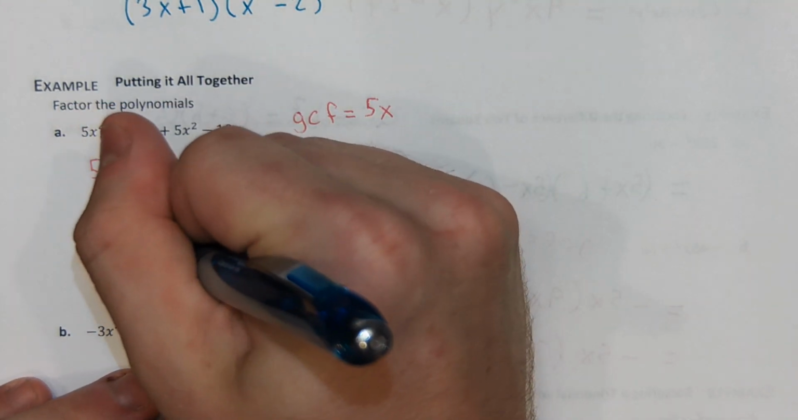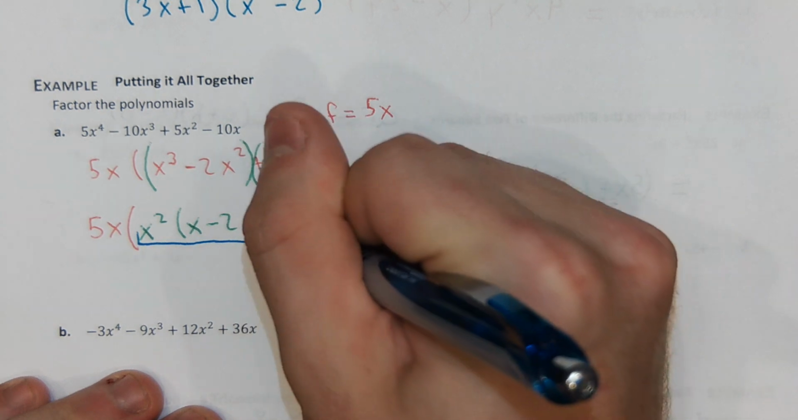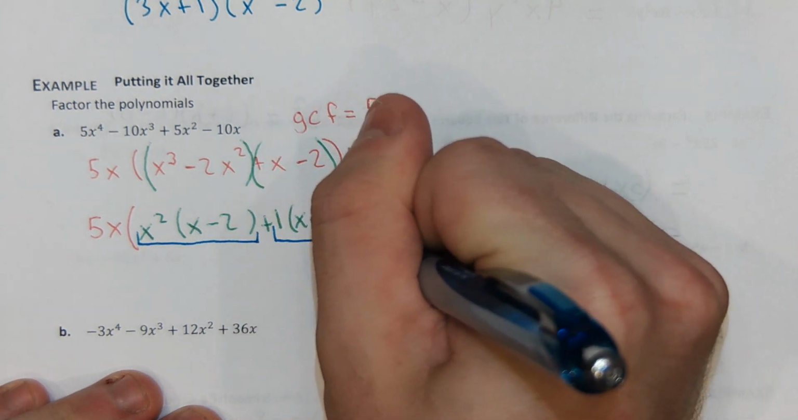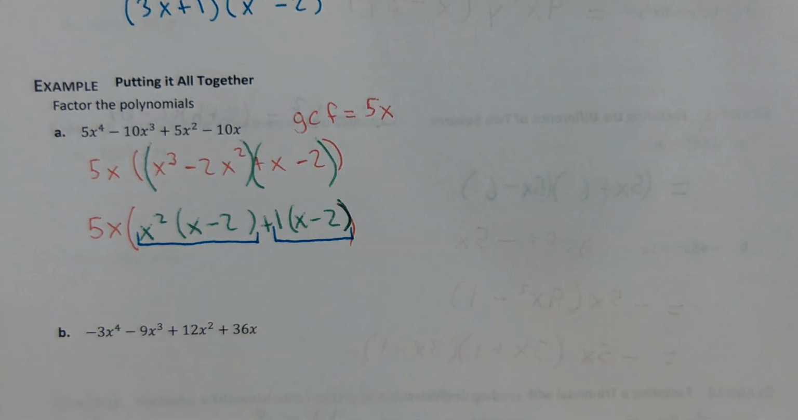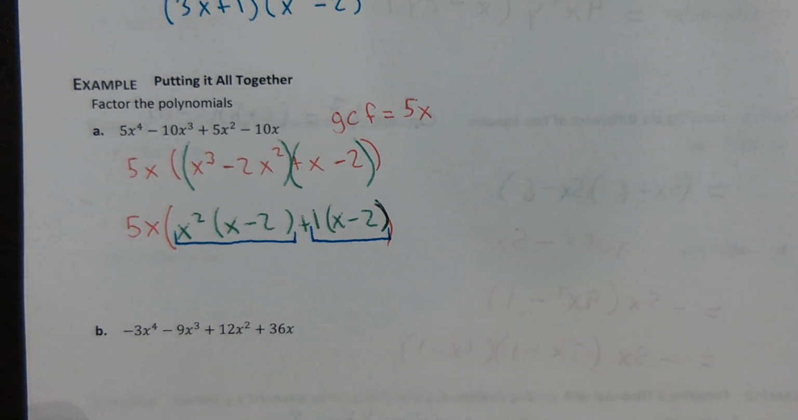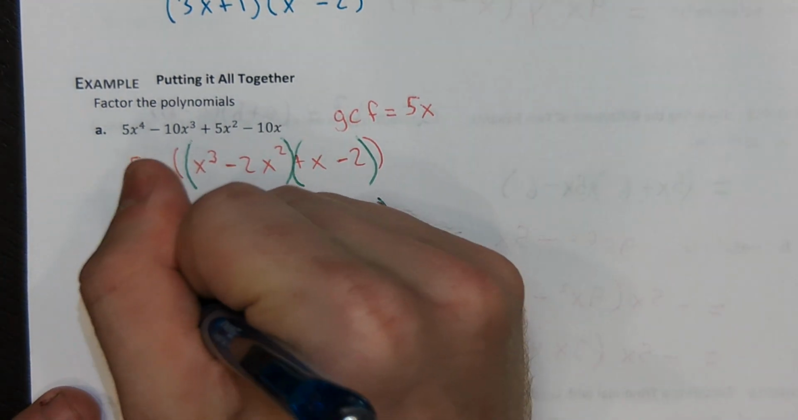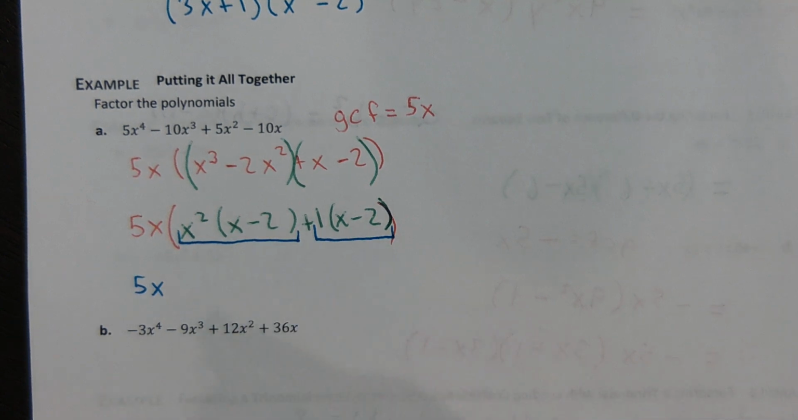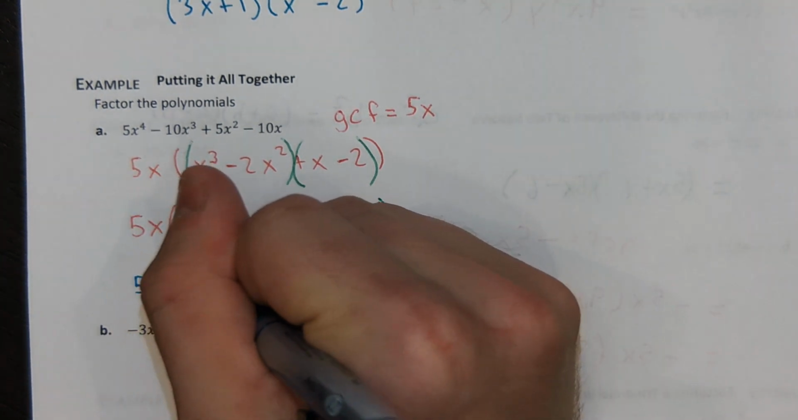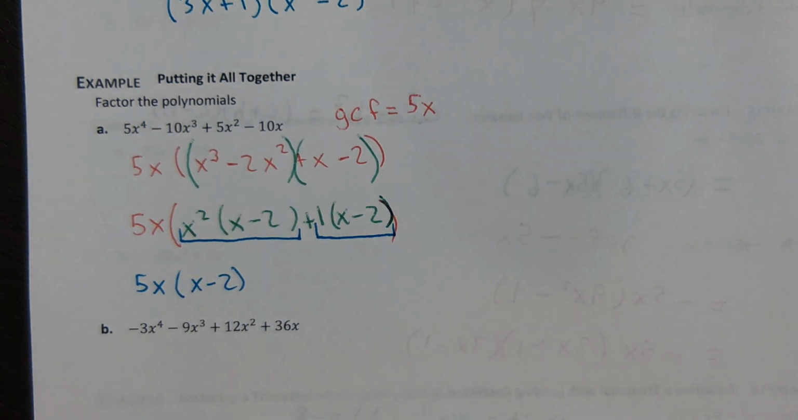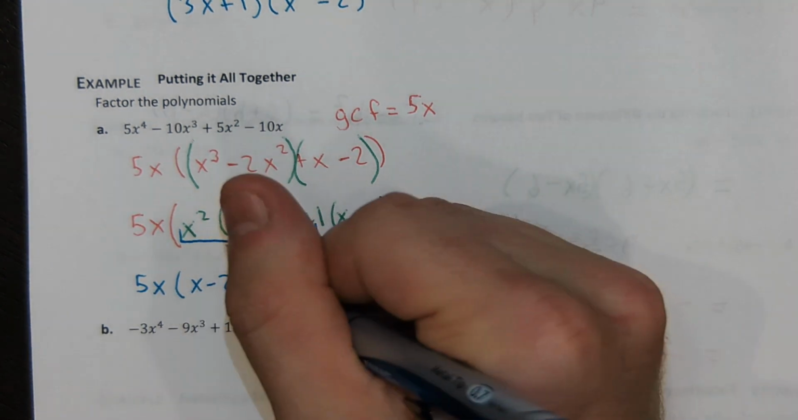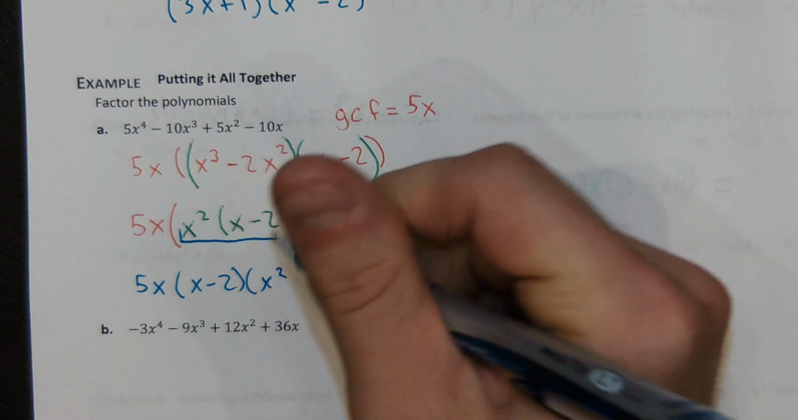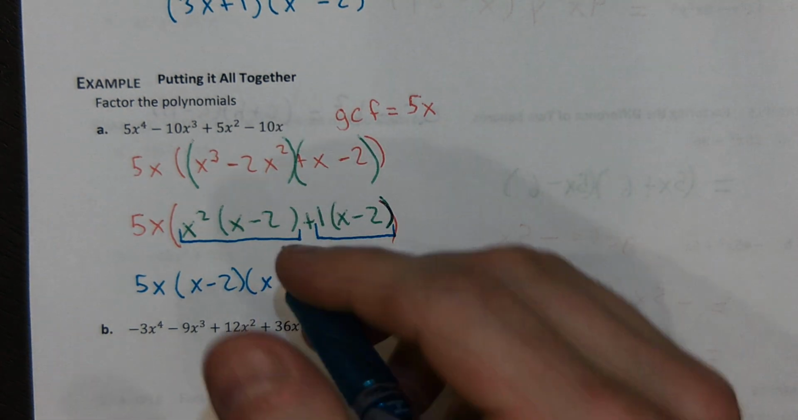You look to this blue group and this blue group, and you pull a big old GCF. The 5x belongs on the front. These two blue groups can both give up an x minus 2. And when I steal x minus 2 from this term, it leaves me an x squared. And when I steal x minus 2 from this term, it leaves me a plus 1.